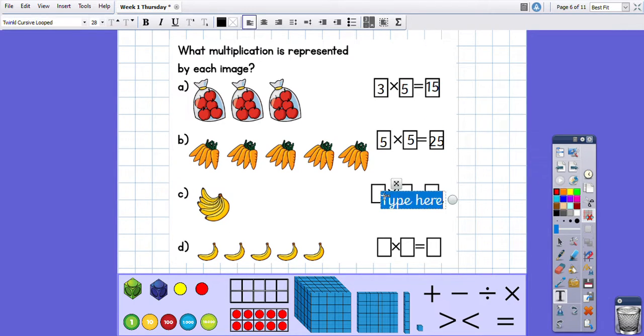Here I have got 1 group with 5 bananas, which is 5. This time I've got 5 groups with 1 in each group, which is also 5. Well done if you got all of those correct.